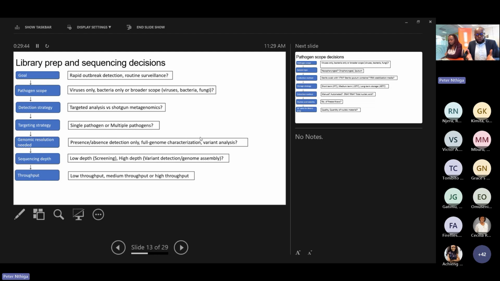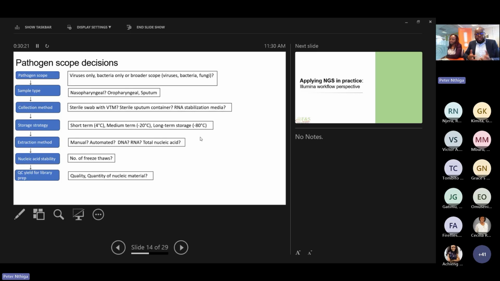What genomic resolution do we want? Do we want just quick ID information of what is present in our sample, for example? Do we want full genome characterization information? Do we want variant analysis? This is really key when deciding which library prep kit to use. Then there is depth, the level of depth that you want, and of course the level of throughput: how many samples can the library prep that you're using handle. So these guide us a lot in making the right decisions in this aspect of the workflow.